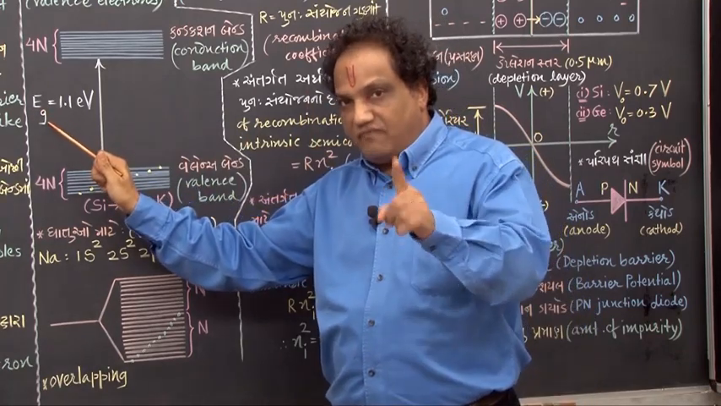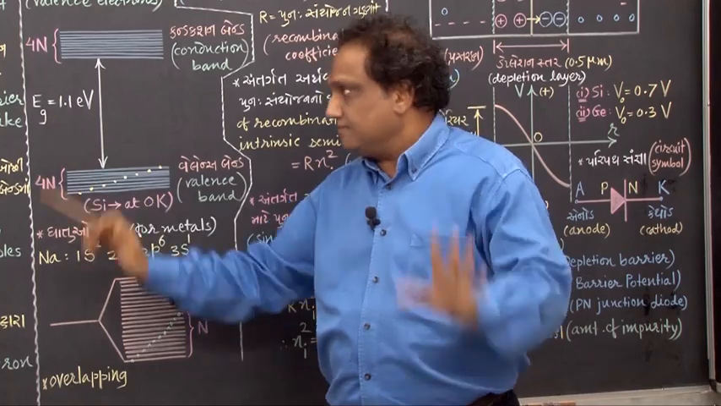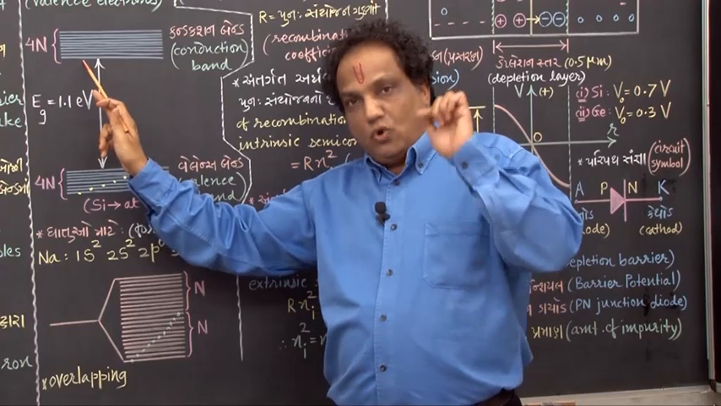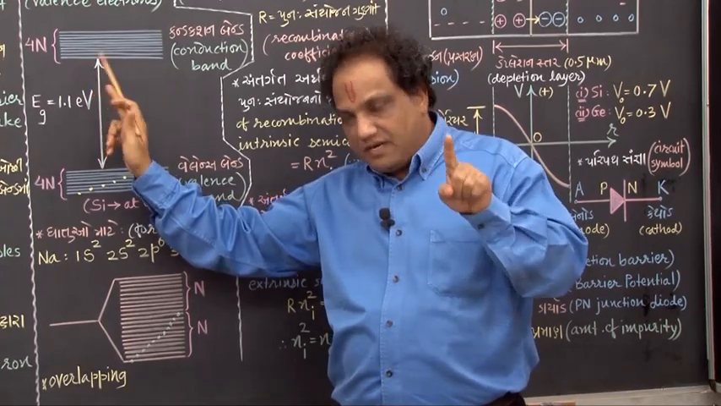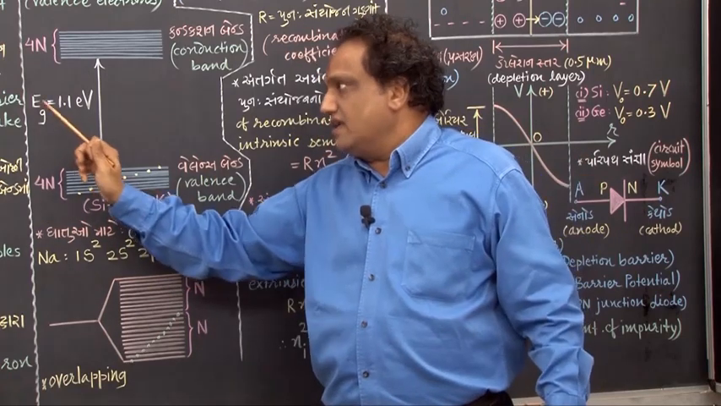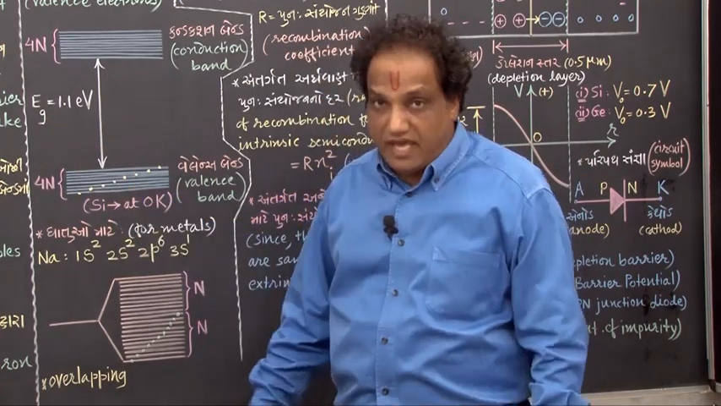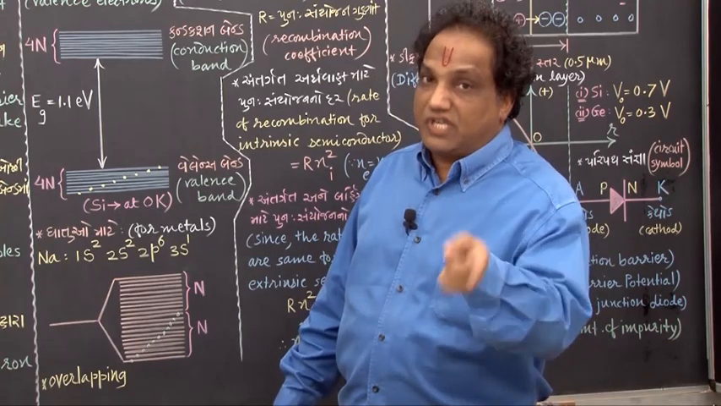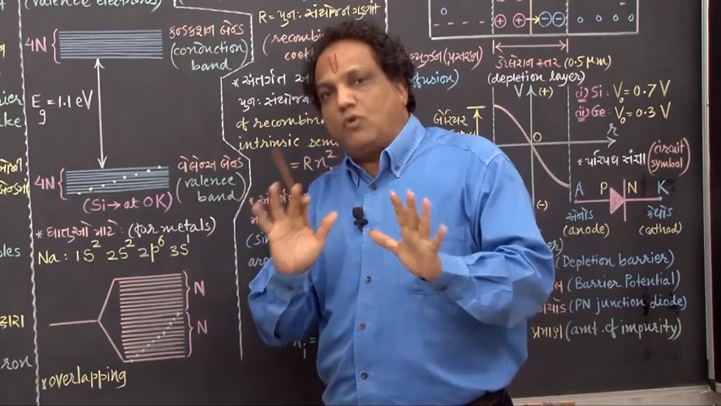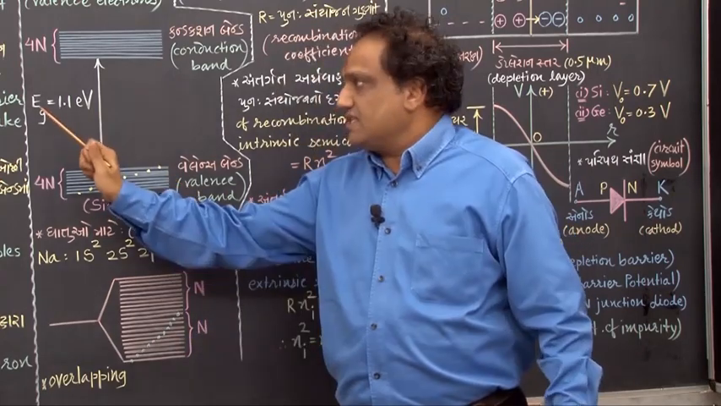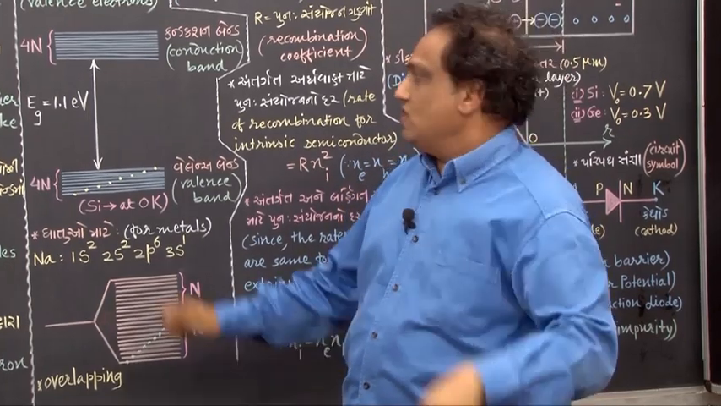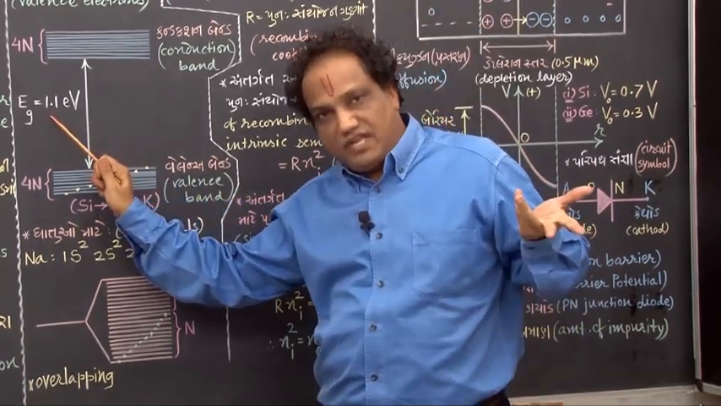If you want to define it very precisely, it is like this. The difference in energy between the lowest energy level of the conduction band and the highest energy level of the valence band is called energy gap. For silicon, this energy gap is 1.1 electron volt. Normally for all semiconductors, this energy gap is found to be less than 3 electron volt. You can see this value is also less than 3 electron volt.